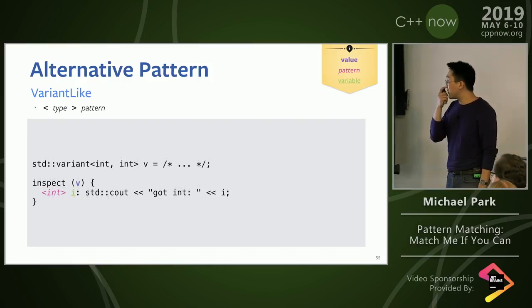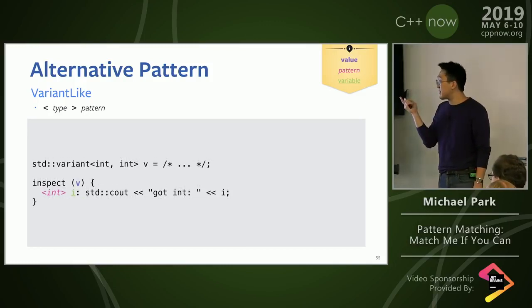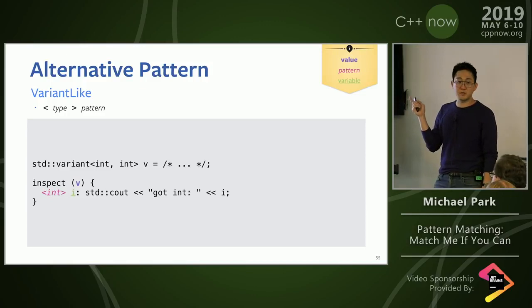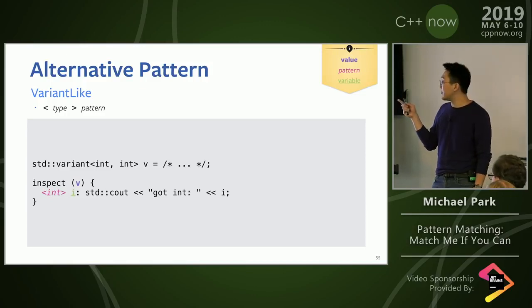An important feature here is that it behaves similar to std::visit. And so if you were to have a variant of int and you inspect with an int, both of those cases would dispatch to this one handler.